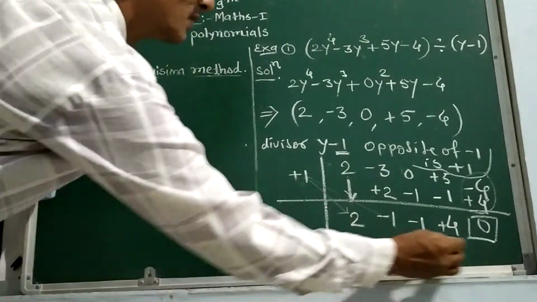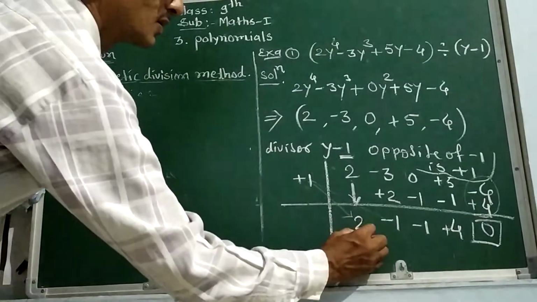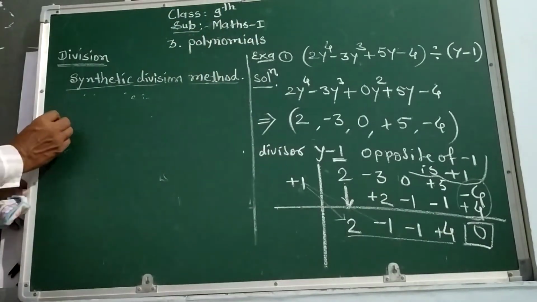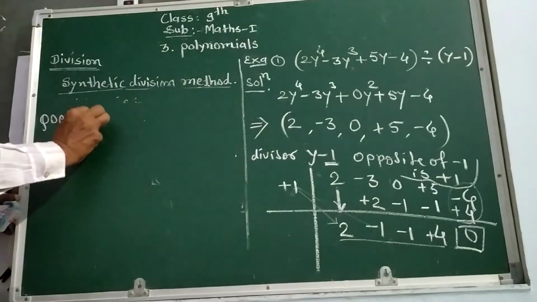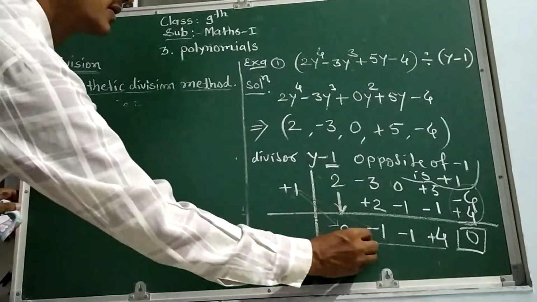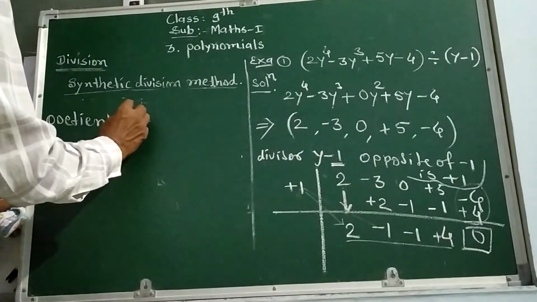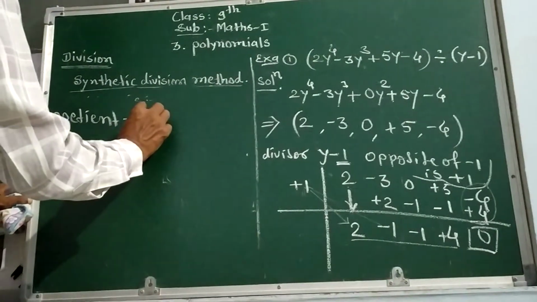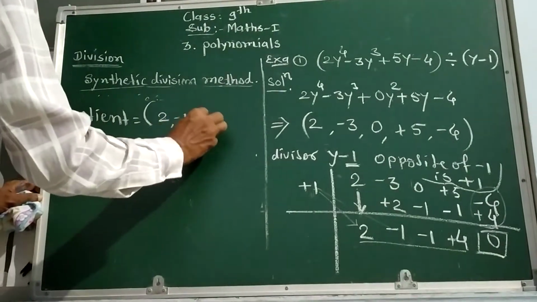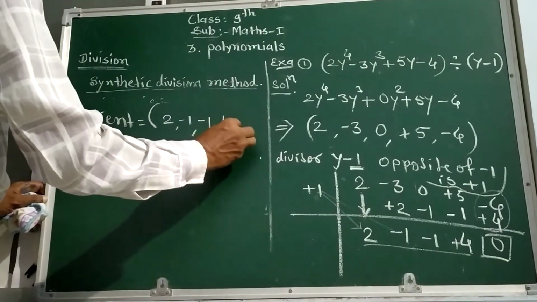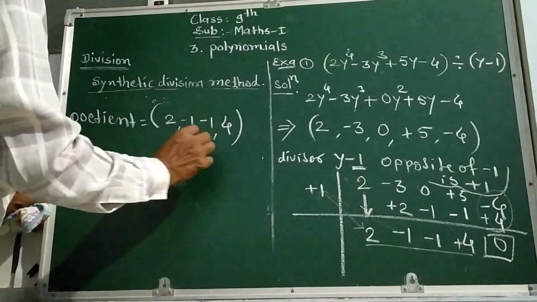That is, this is the quotient. So I write this quotient in coefficient form as 2, minus 1, minus 1, plus 4.